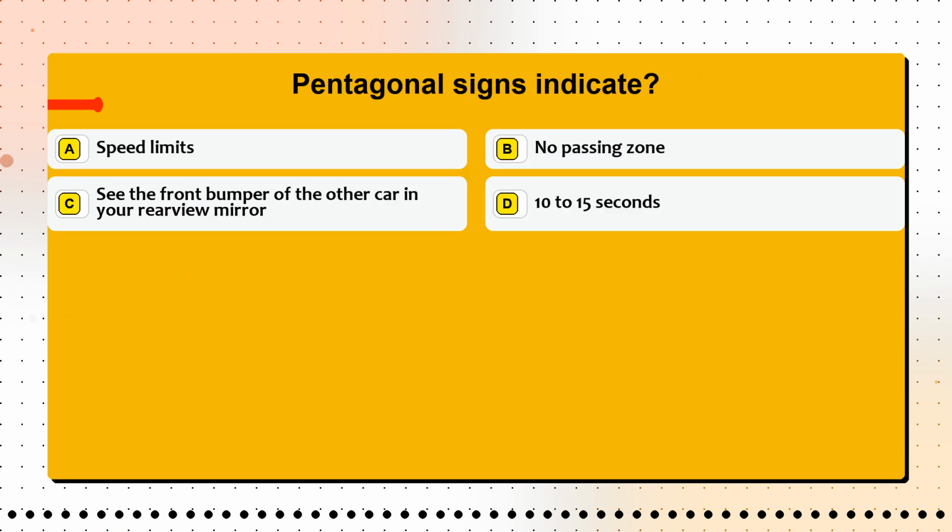Question 16. Pentagonal signs indicate? Here are the options. Option A, speed limits. Option B, no passing zone. Option C, see the front bumper of the other car in your rearview mirror. Option D, 10 to 15 seconds.